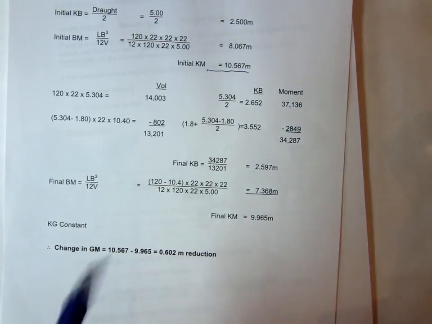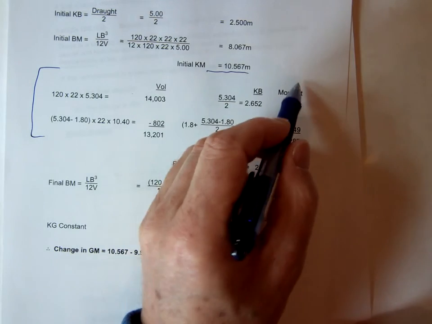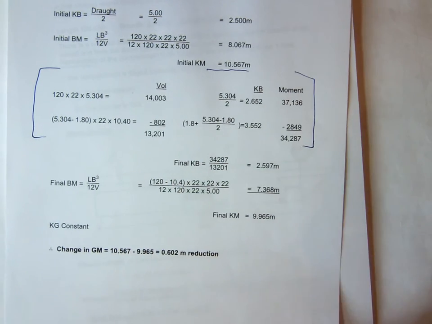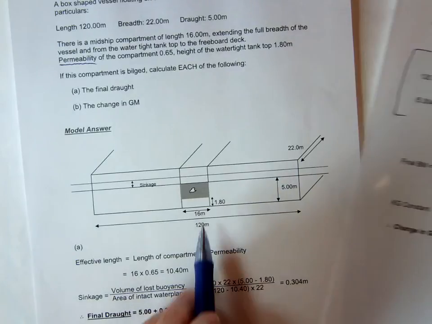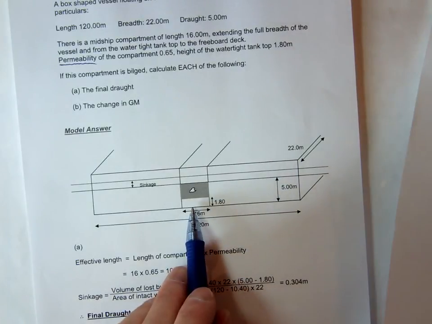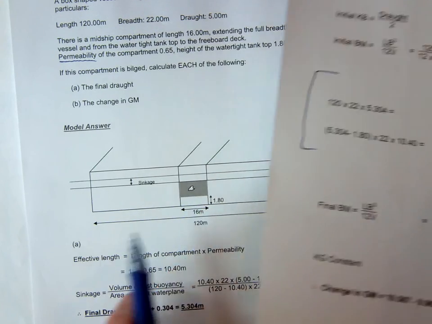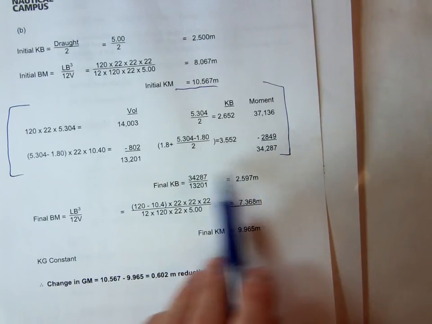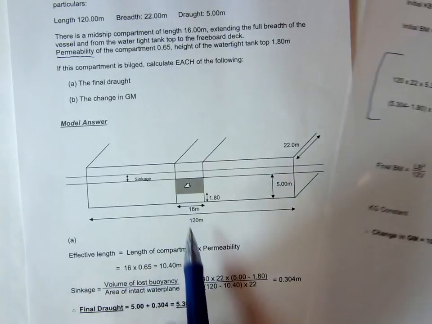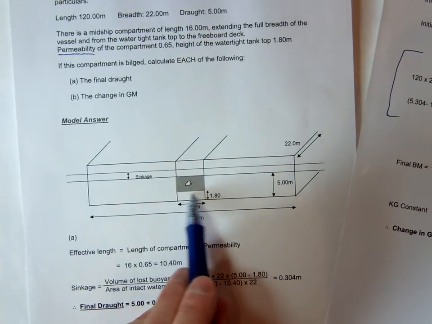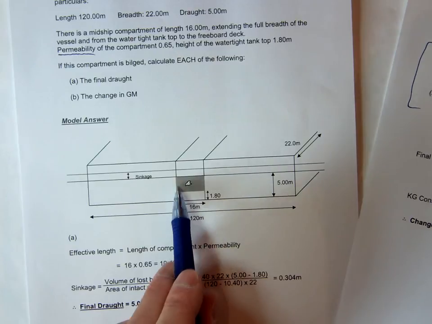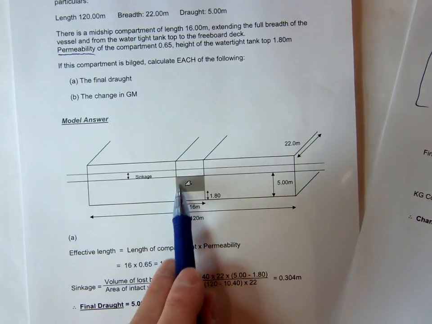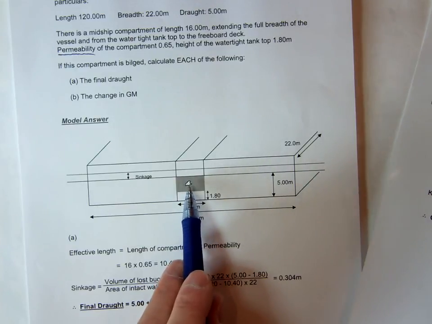So this situation here creates a bit of a problem because of the tank top here. The KB isn't simply half the draft, it cannot be half the draft. We have to take into account the fact that we've got this, if you like, this space here that hasn't been bilged, and we've just got that area there that's been bilged, that's below, if you like, below the water line.